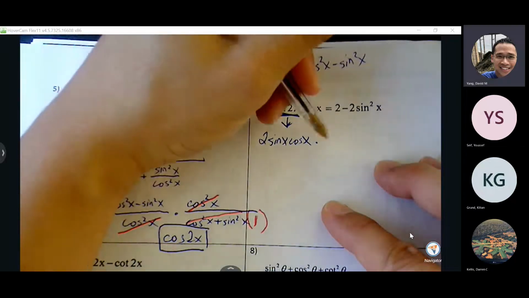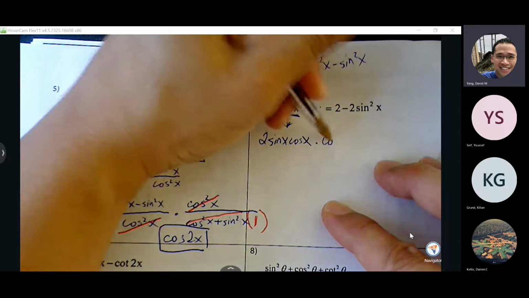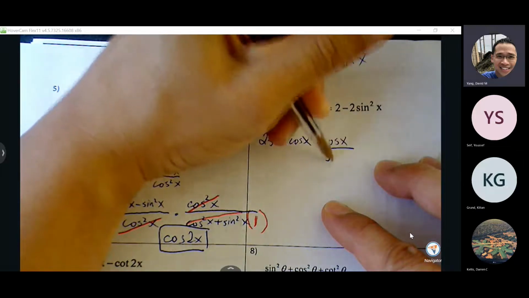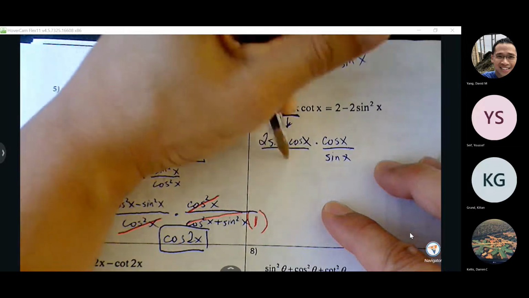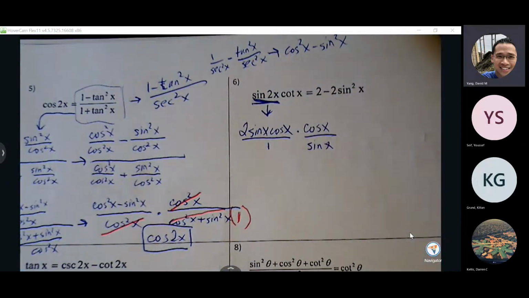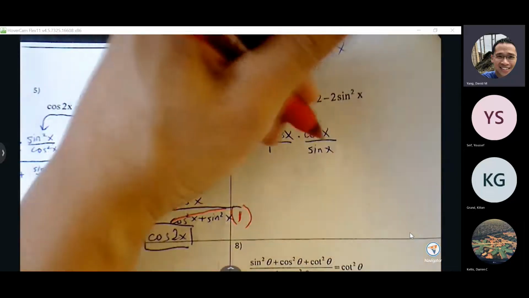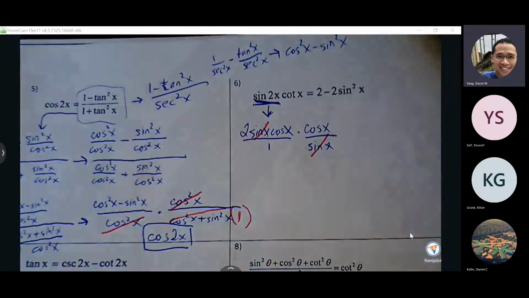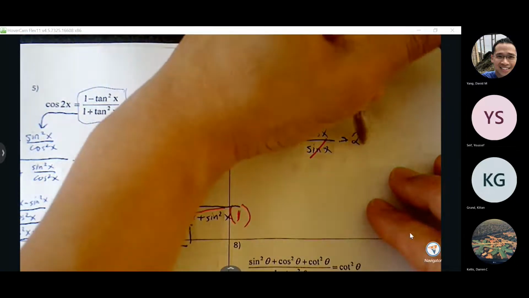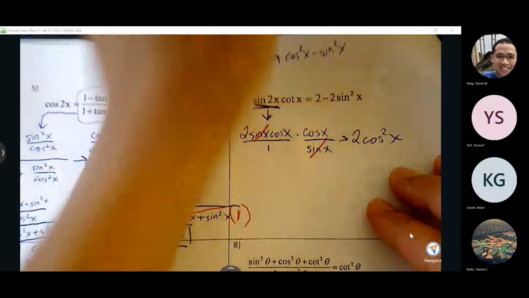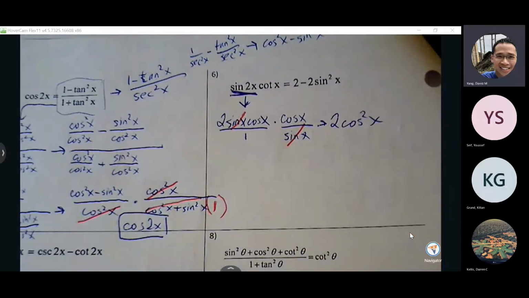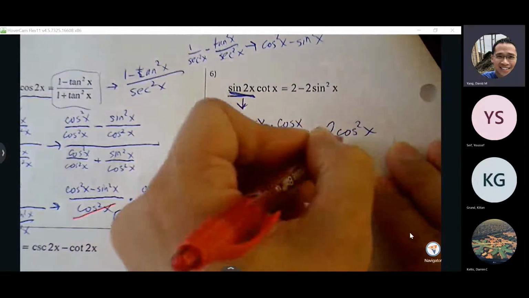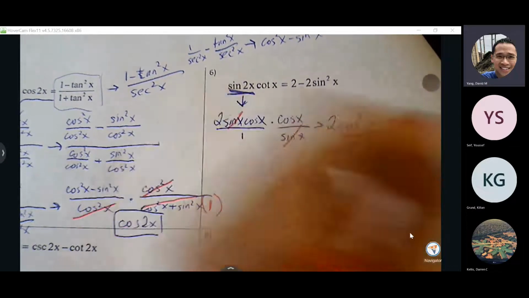And cotangent x, I can convert in terms of sine and cosine as cosine over sine. I can quickly get my sine x to go away, numerator, denominator. Only left with 2 cosine squared x. But I want this in terms of sine, so let's think of our identities here. We can get cosine in terms of sine.